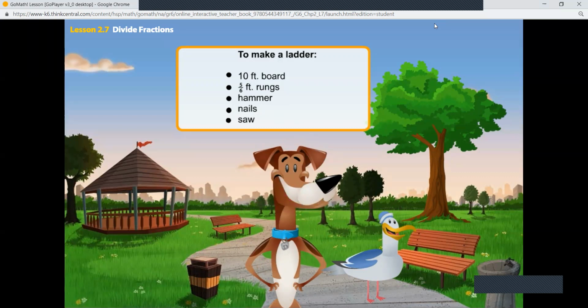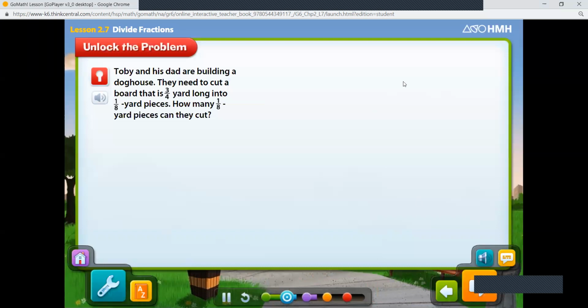I know. We can find out how many rungs can be made by dividing fractions. Come on, let's give it a try. Here's a problem for you to solve.